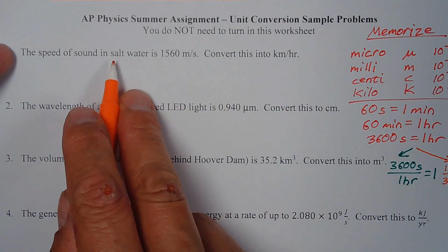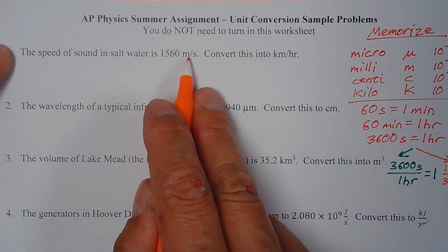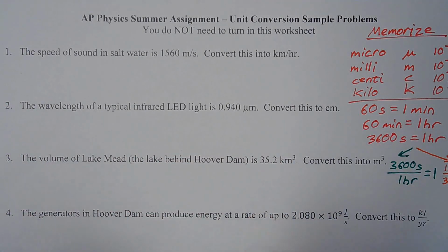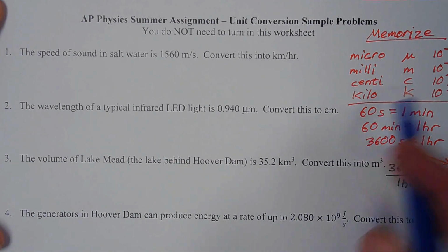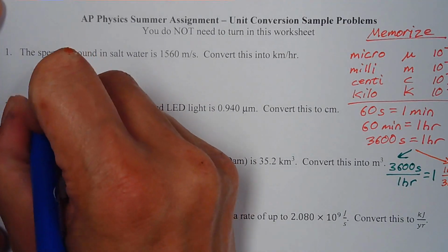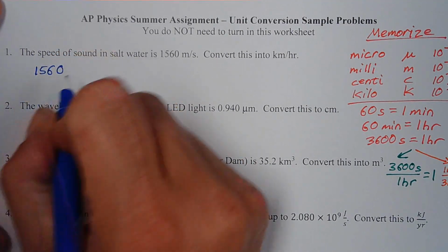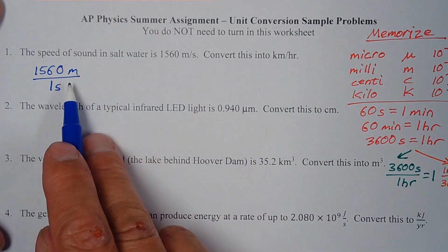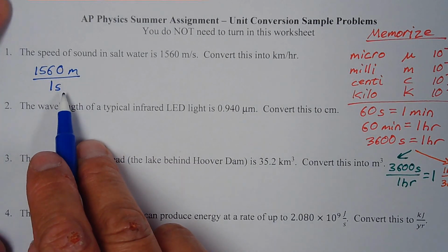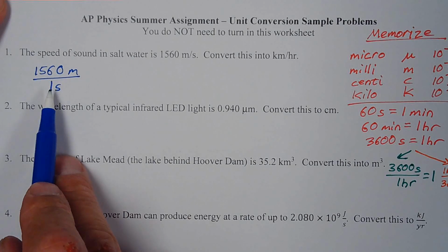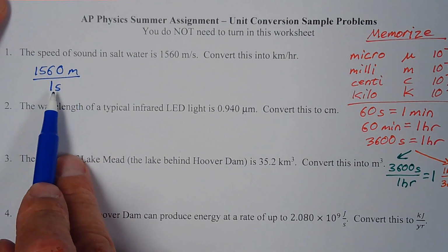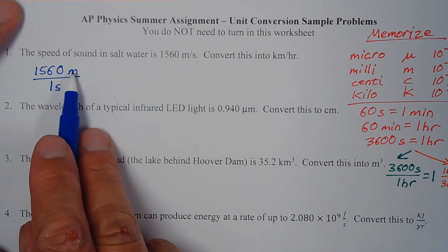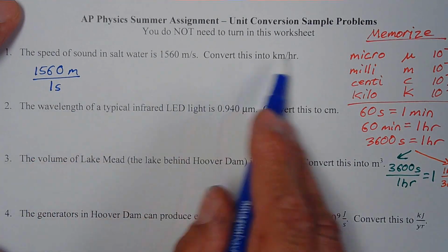So getting back to the problem. Speed of sound is 1,560 meters per second. So let me switch colors here. I suppose I'll do the actual solutions in blue. All this stuff is side work here. So, 1,560 meters over 1 second, right? You can rewrite this as this without changing anything. And rewriting it this way helps because you can see which units are on top, which units are on bottom, and that tells you what units you have to change. So we have to change the meters into kilometers and the seconds into hours.